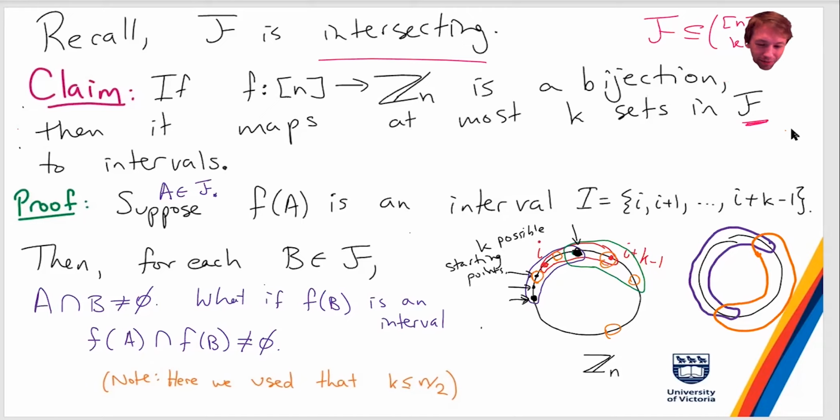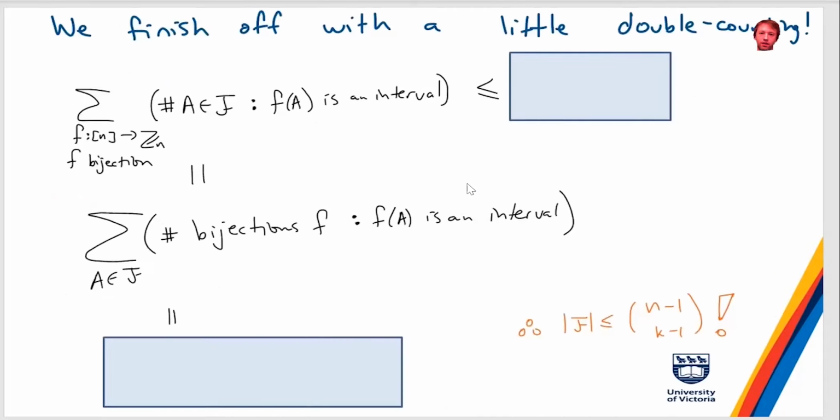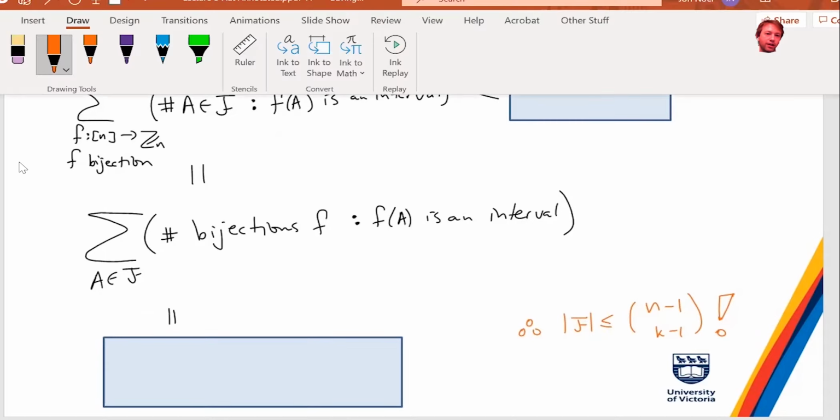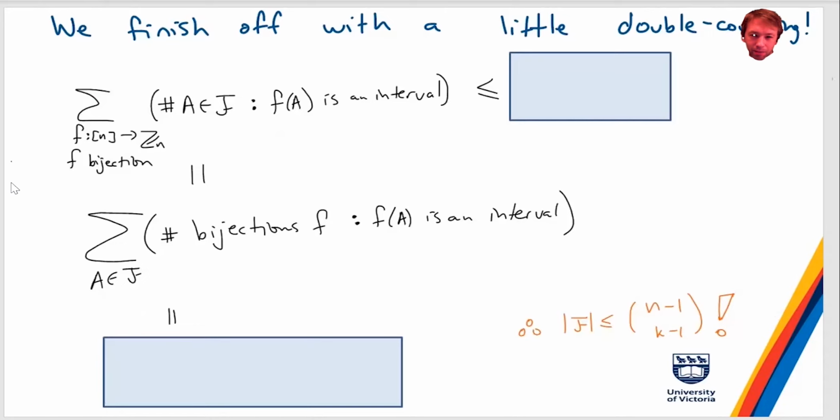Yeah, that can be written properly, but I think the picture is the best way to explain it. So at most k: whatever bijection I take, I can't have more than k sets that get mapped to an interval. That's what we've proved. This final bit of the proof is pretty similar to what we did before. It's a bit of double counting.